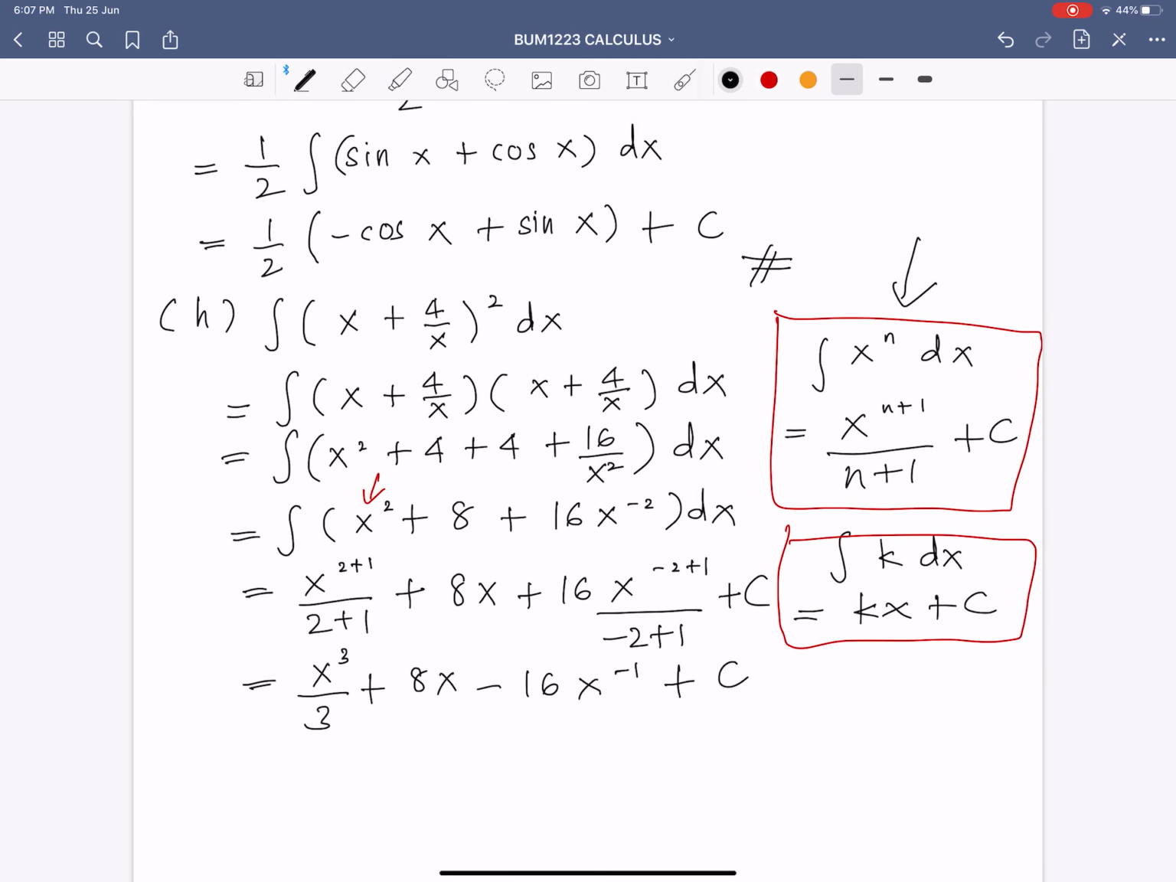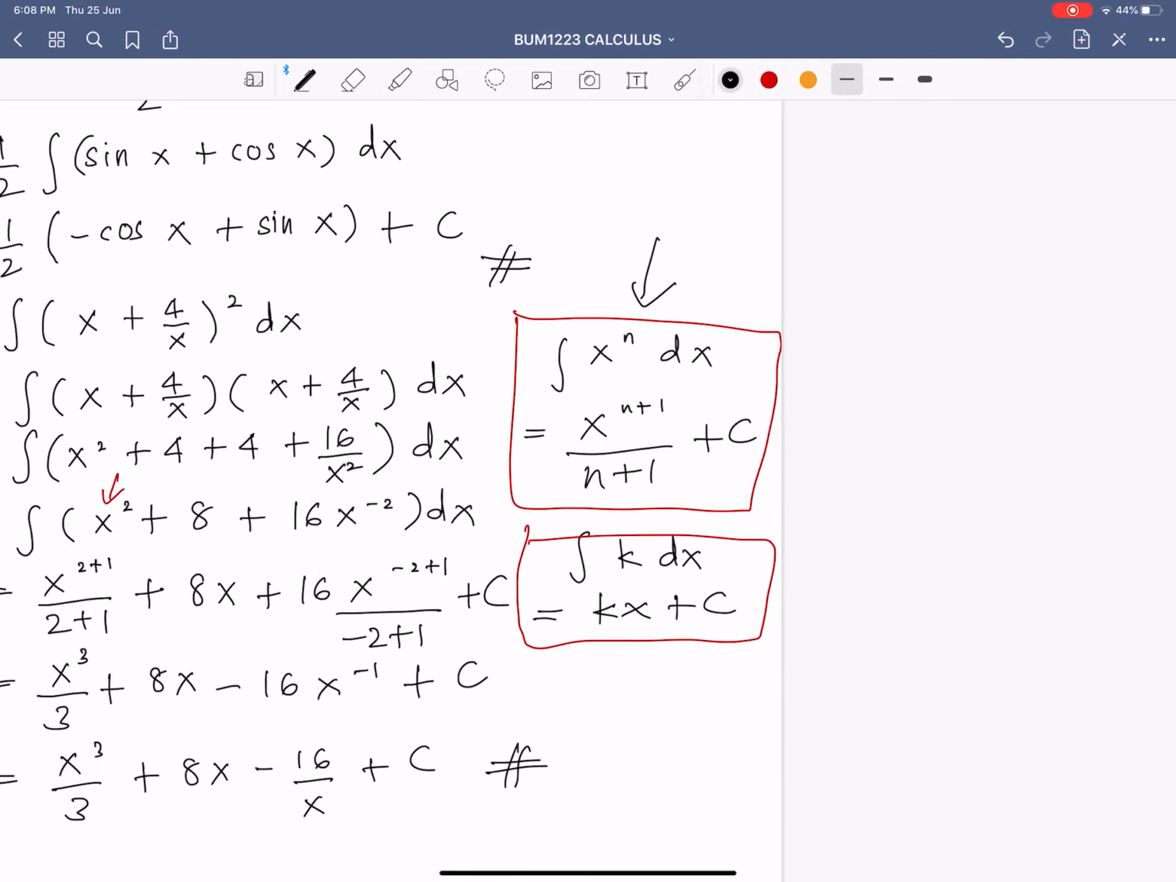But remember, as I said, in mathematics, usually we don't want to write our final answer in the form of a negative power. Therefore, we will rewrite this as x cubed over 3 plus 8x minus 16 over x plus c. So this is the final answer for question H. Next.